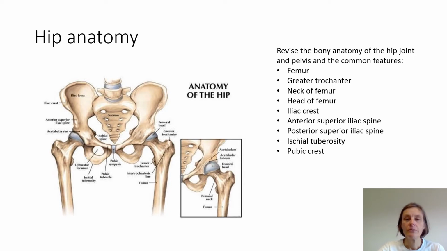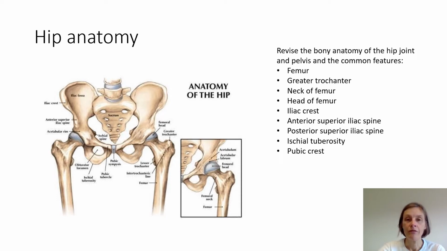You need to revise the bony anatomy of the hip joint, and the key common features that you need to consider are the femur, and particularly the features of the greater trochanter, the neck of femur, and the head of the femur. These are commonly implicated in hip conditions.